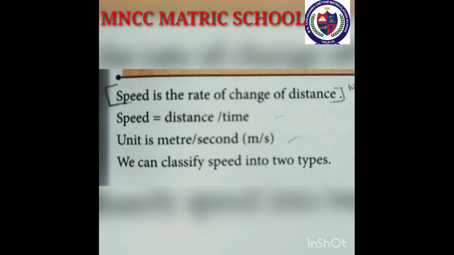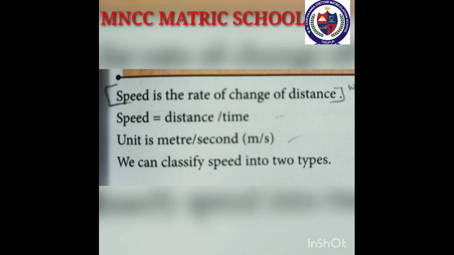One is uniform speed. If a body in motion covers equal distance in equal intervals of time, then the body is said to be in uniform speed. What is non-uniform speed? If a body covers unequal distance in equal intervals of time, the body is said to be in non-uniform speed. How can we calculate the average speed? Average speed is equal to total distance travelled by time taken to travel the distance.